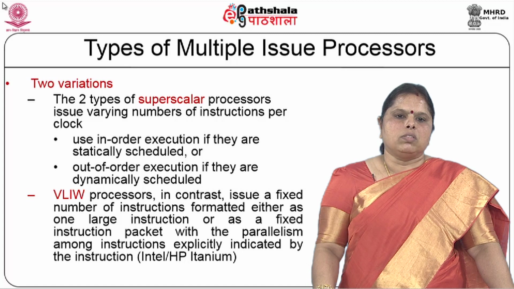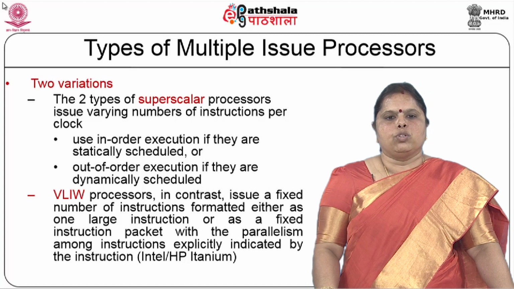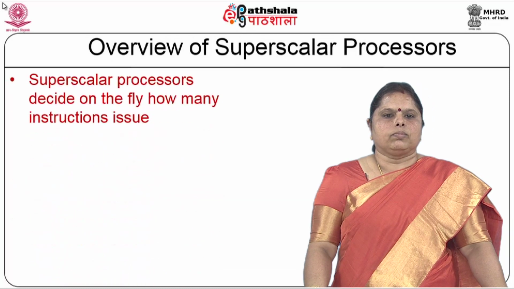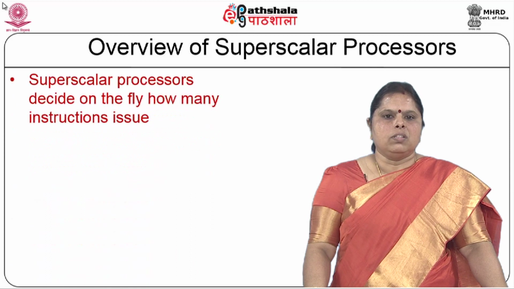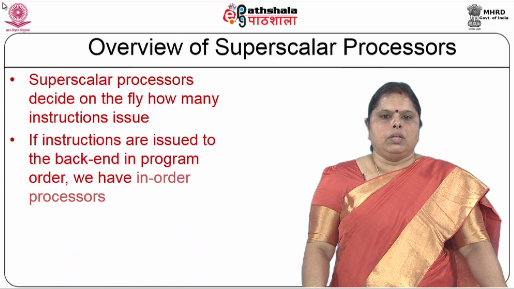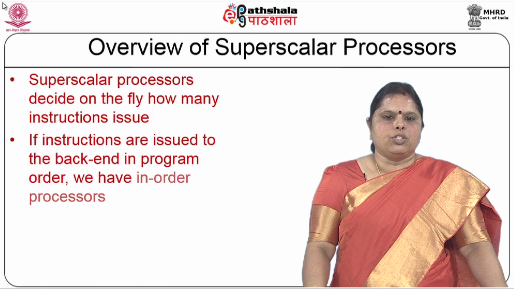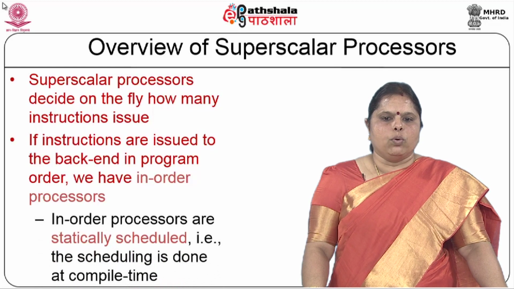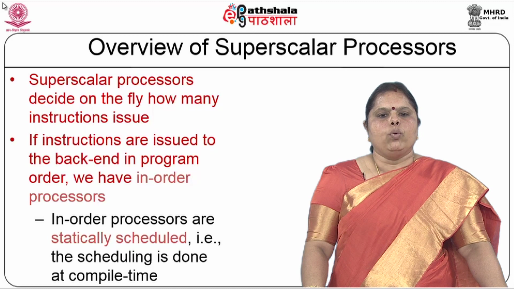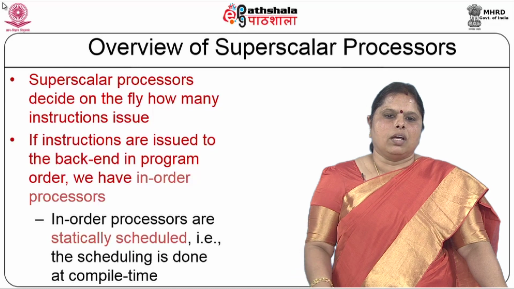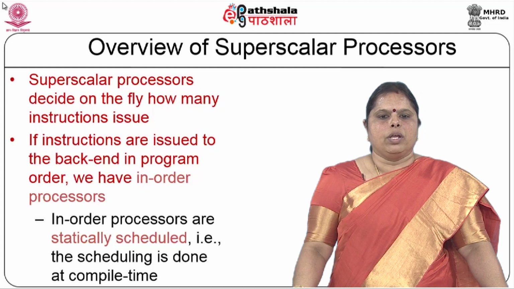So, in this module we will concentrate on the superscalar type of multiple issue processors, both statically scheduled and dynamically scheduled processors. Superscalar processors basically decide on the fly how many instructions can be issued. So, if instructions are issued to the backend in order, we have in order processing. In-order processors are statically scheduled, and the scheduling is done at compile time. So, the two types of superscalar processors are in-order processors and out-of-order executing processors.